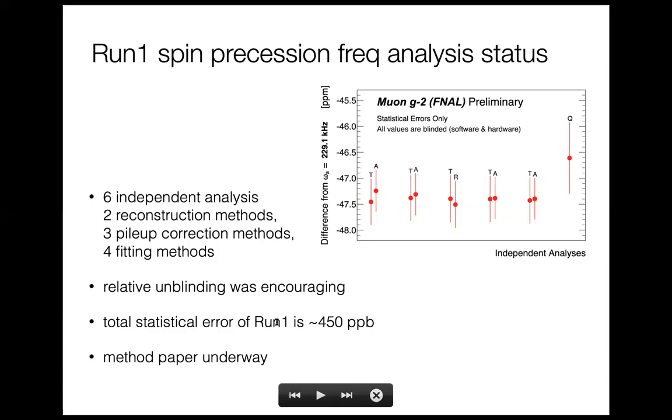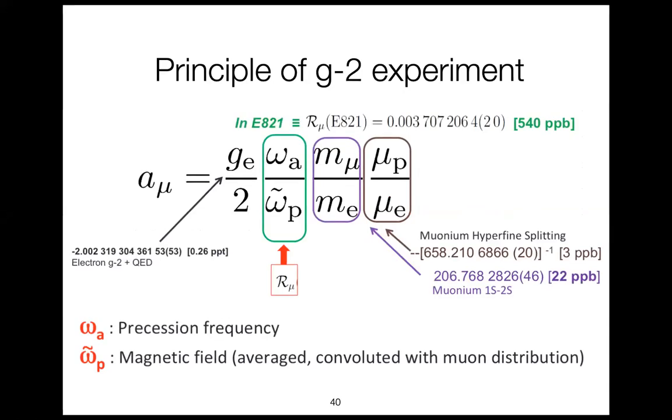The total statistical error of run 1 will be 450 ppb, slightly better than the previous experiment, and the method paper is underway. Let me briefly touch on the magnetic part. How do we measure the magnetic field?